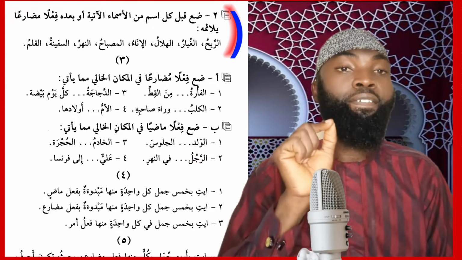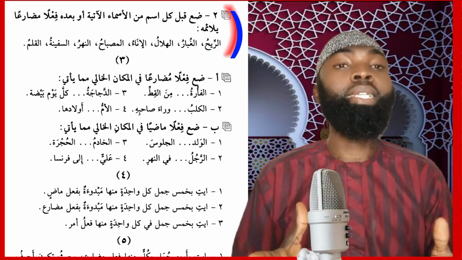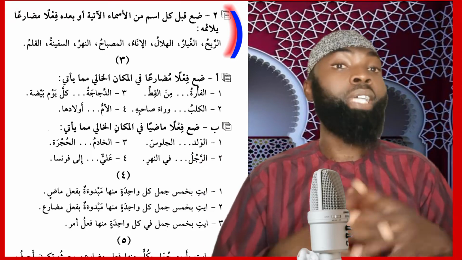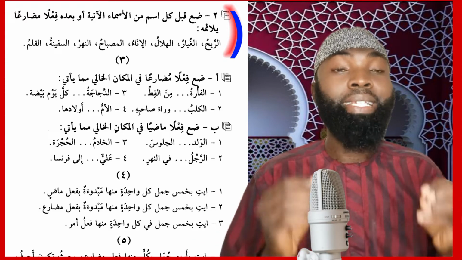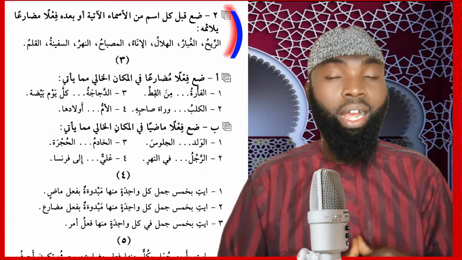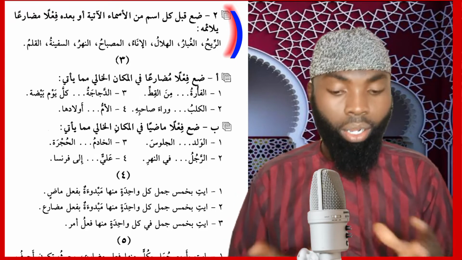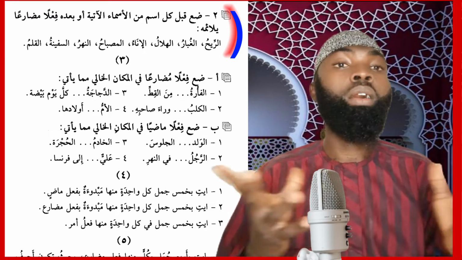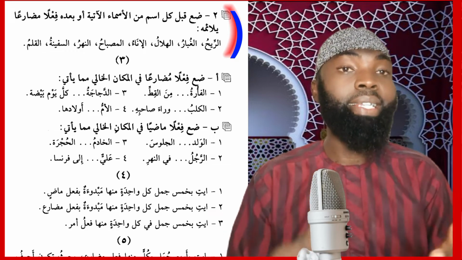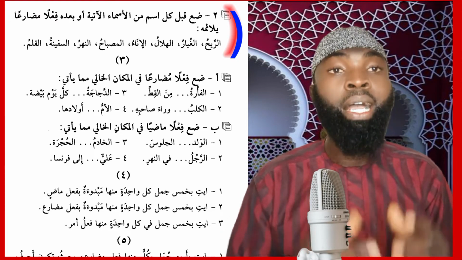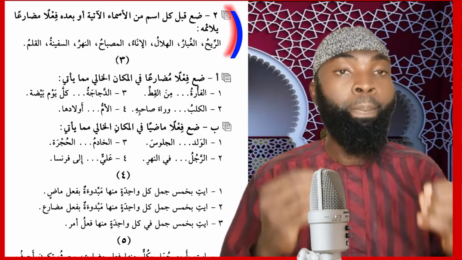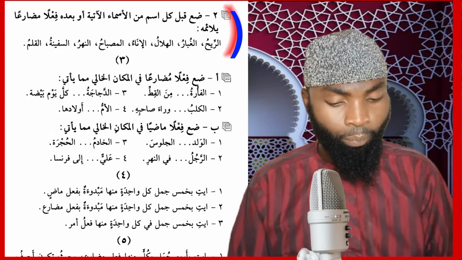Then we have as-safinatu. As-safinatu means the ship. I can say as-safinatu tabaharu. The ship is sailing. And we also have al-qalamu. Al-qalamu means what? The pen. We can say al-qalamu yaktubu. The pen is writing. We can see that all of these words we have added to these asma are all what? Are all present verbs.